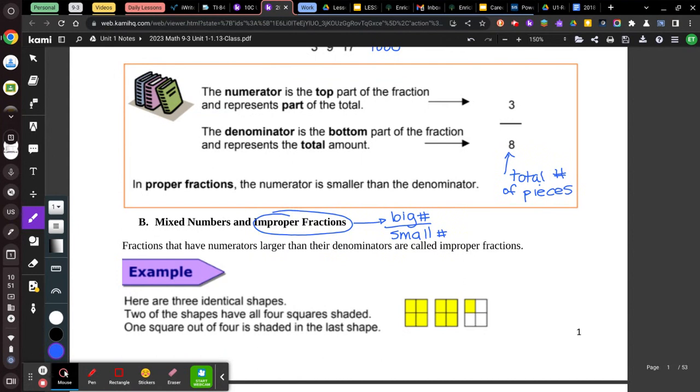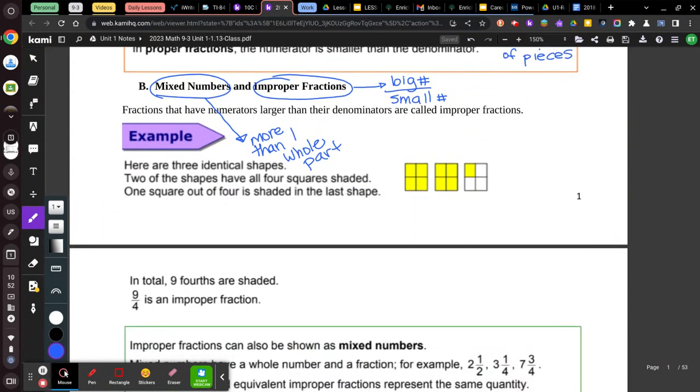Now, a mixed number means that you've got whole parts. Mixed numbers mean you've got more than one whole. So if you've got more than one whole, you'll have items that are completely shaded. If we look at the example on the bottom here, we have 3 identical rectangles divided into 4 shapes. They've got all of it shaded for both of those.